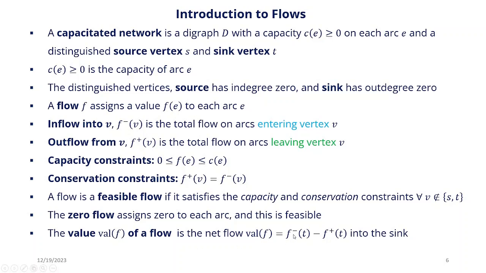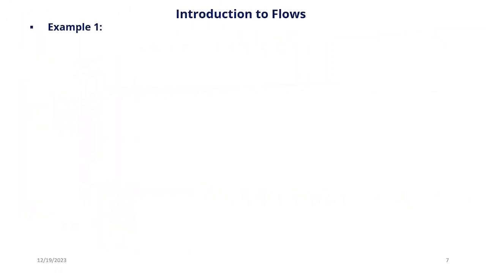So you can see that for every other vertex that is not a source or a sink, this val(f) is supposed to be 0. Let's take our first example to make things clearer.